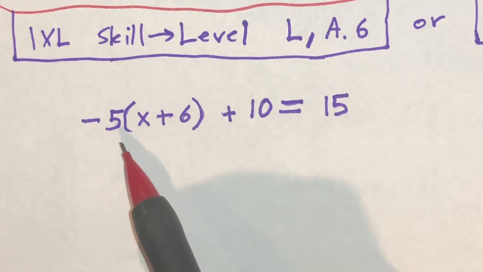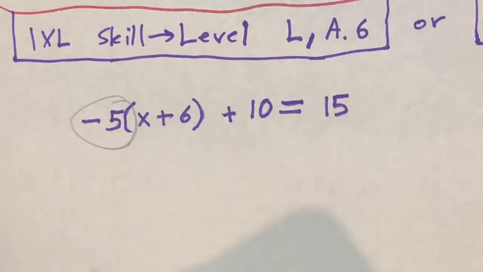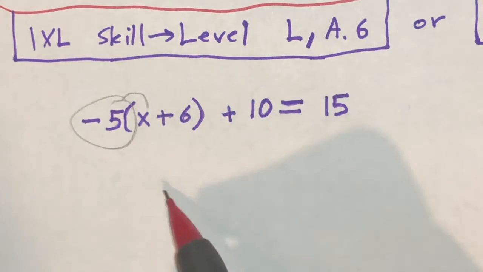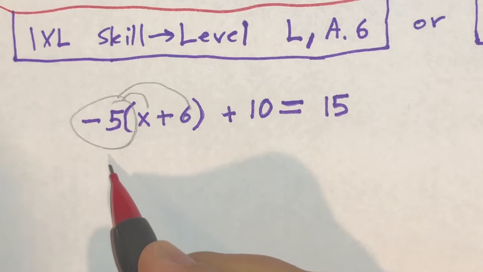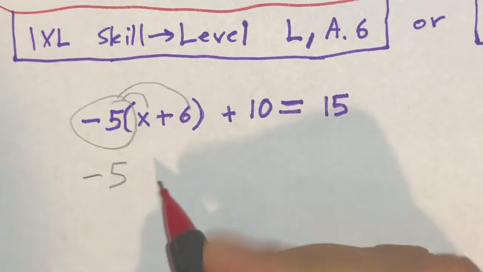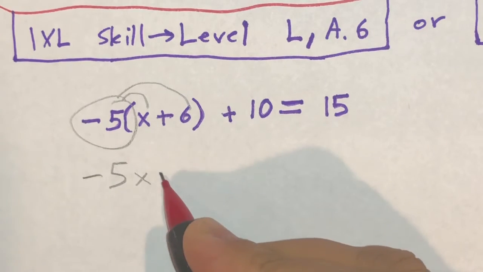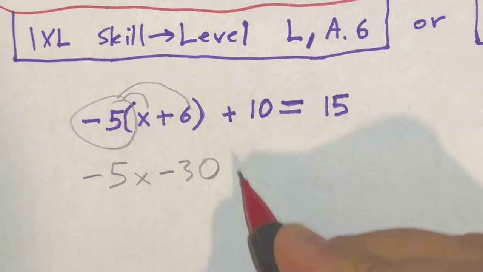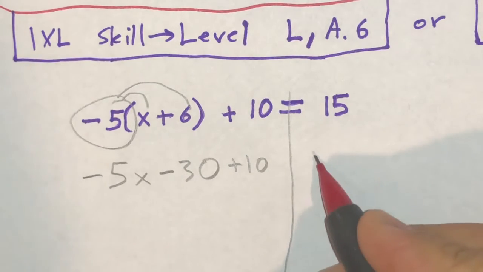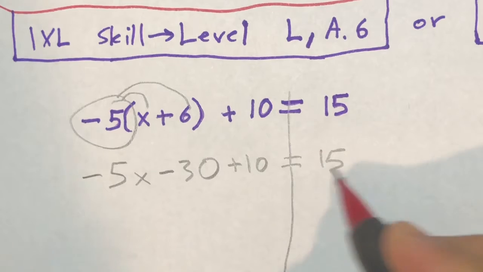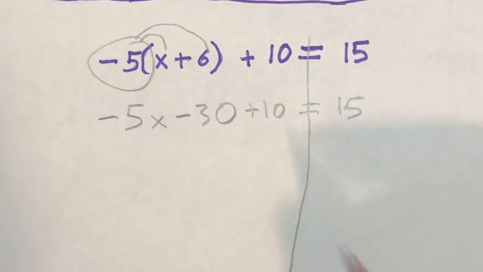We have a -5 here. If we distribute, that means we need to multiply. So we're going to multiply -5 times x and -5 times 6. On our line below that, we're going to have -5x. -5 times 6 is -30. And then everything else we just bring down.